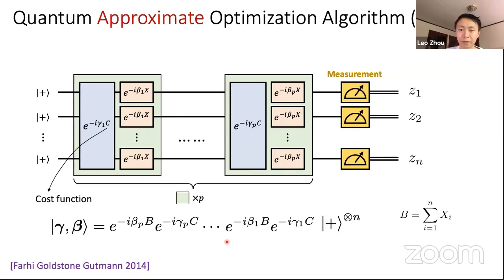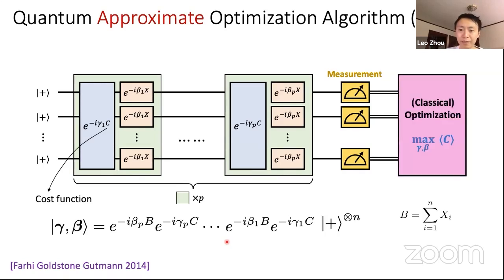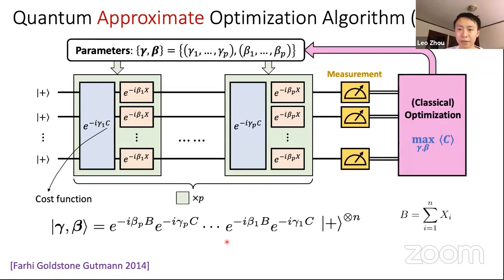But in the original proposal, the idea is to run this experiment many times, and you take the expectation value, the average, and then you feed that to a classical computer in a closed feedback loop to optimize the parameters gamma and beta so that you can get as good a cost function value as possible.